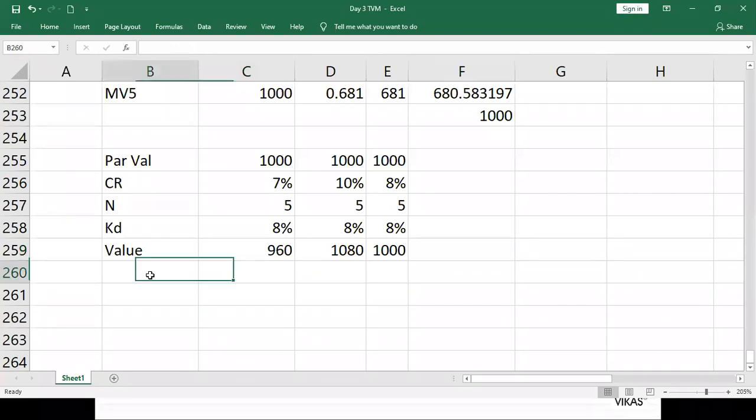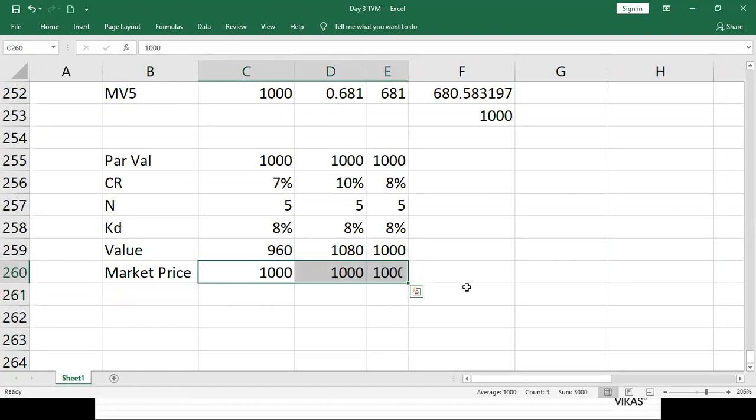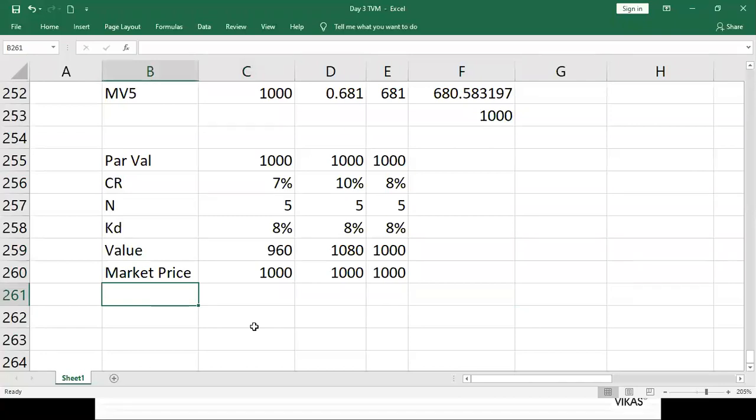Before that, I will ask a question from you. Say the market price of the bond says 1000, right? Market price of the bond is 1000. But what is your decision? Will you buy or sell this bond?